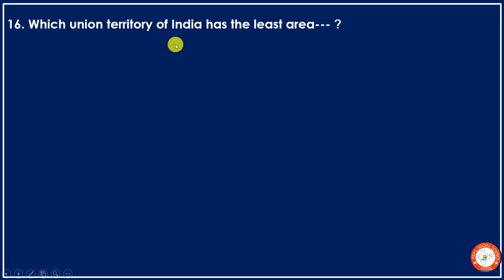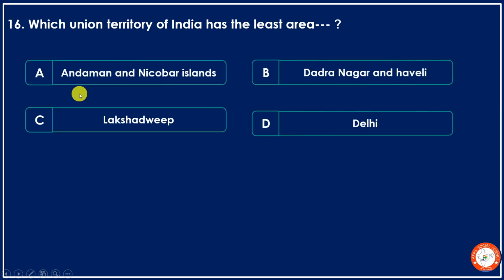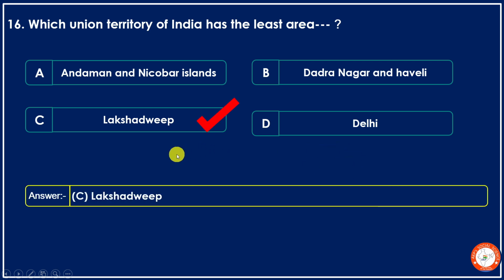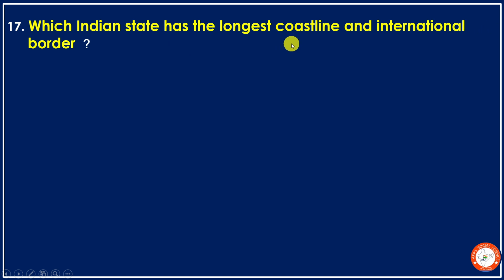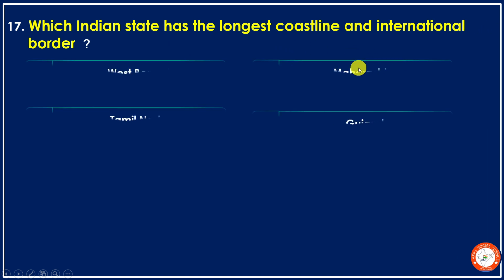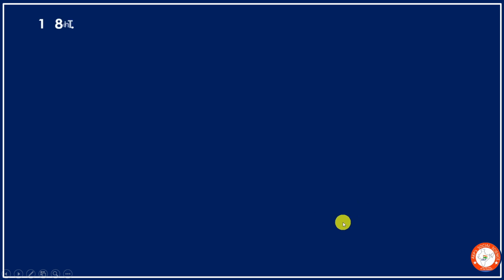Which union territory of India has the least area? Andaman Nicobar, Dadra and Nagar Haveli, Lakshadweep, Delhi. The correct answer is Lakshadweep. Its total area is 32 square kilometers only. Which Indian state has the longest coastline and international border? West Bengal, Maharashtra, Tamil Nadu, Gujarat. The correct answer is Gujarat.